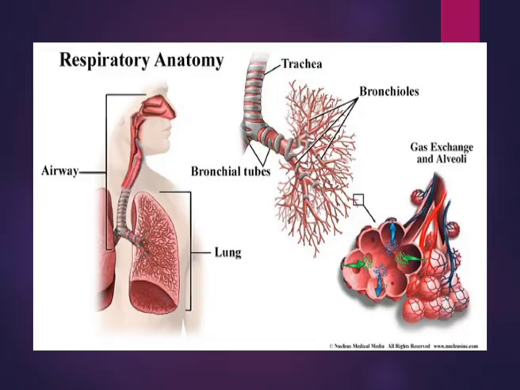This is the picture showing the respiratory anatomy. The nose is seen here, bronchial tubes are seen, lungs are seen, and the last but not least, very important part of the respiratory system, the alveoli, is also seen in this picture.